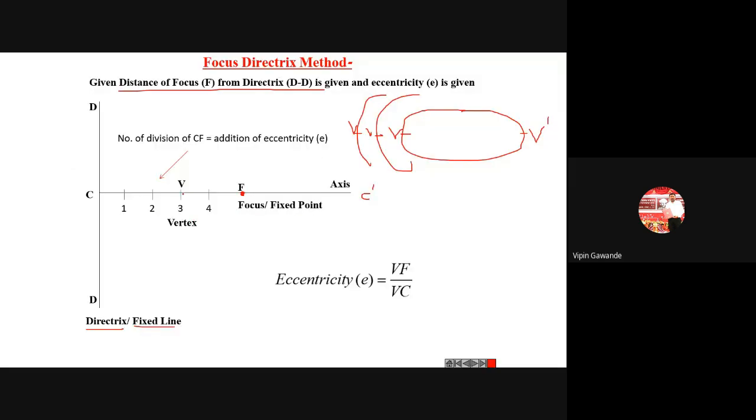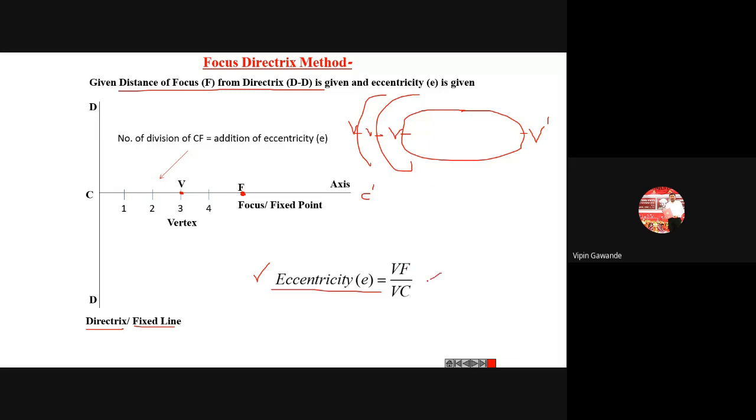Okay, so we have marked the focus because this is given in the problem. So we have marked the CF distance. CF is the distance of the focus from the directrix. Now we have to mark the vertex. How to mark this vertex? We have to use one formula, the eccentricity formula. What is eccentricity? Eccentricity is defined as the distance of the focus from the vertex to the distance of the vertex from the directrix. The distance of the focus from the vertex is VF, and the distance of the vertex from the directrix is VC. So VF upon VC.